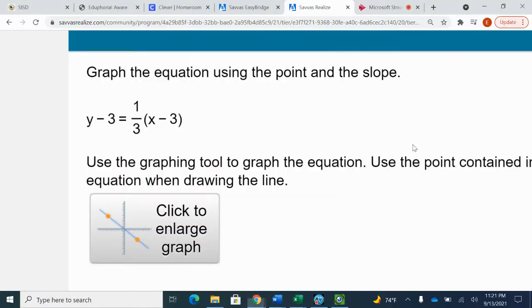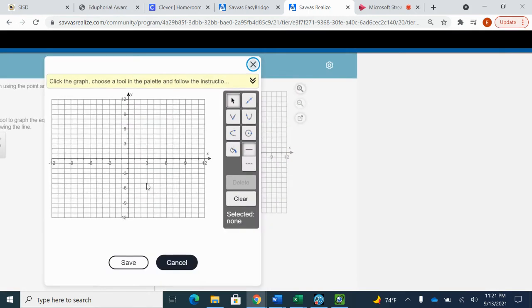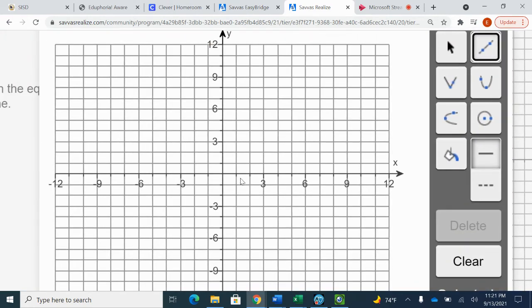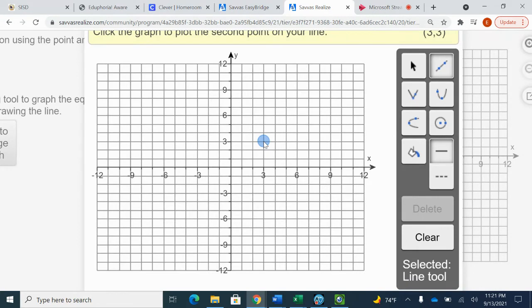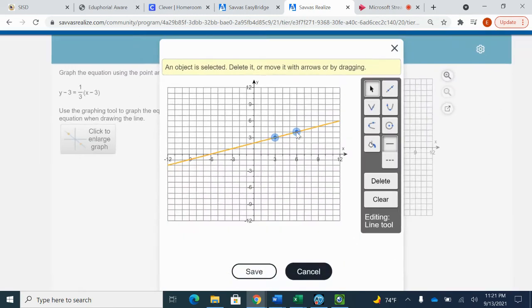We have what we need. So our point here, x1, y1 is 3, 3. So I'm going to go to my graph. Click on the line tool, first of all. I'm going to go to 3, 3. And again, my slope was 1/3. So that means that I go up 1. Notice how my mouse just went up 1 unit. And I run 3. 1, 2, 3. There it is.